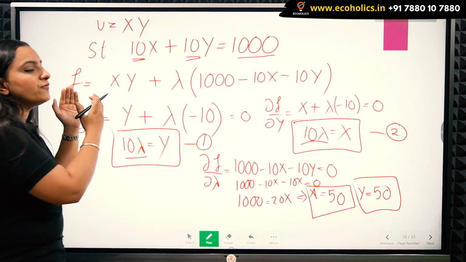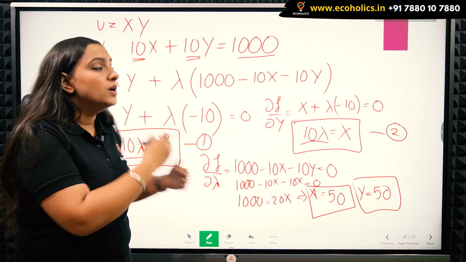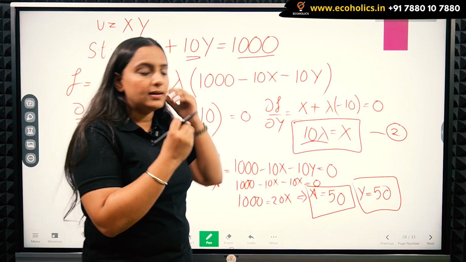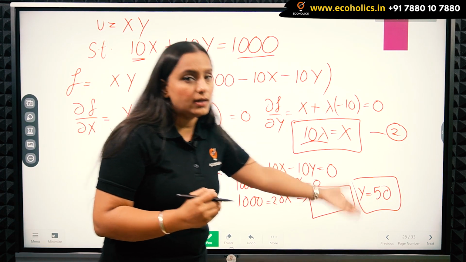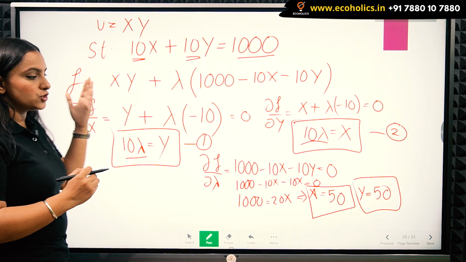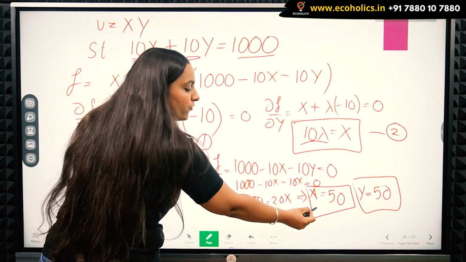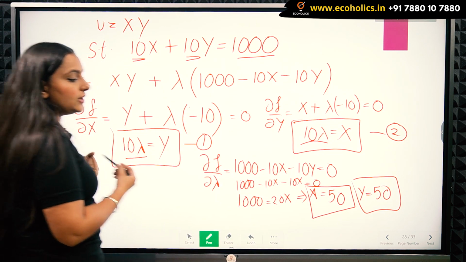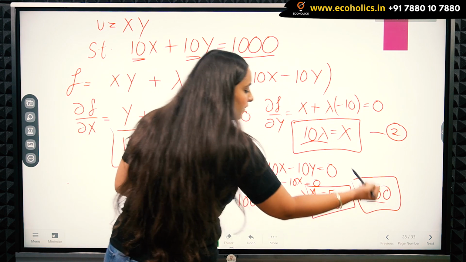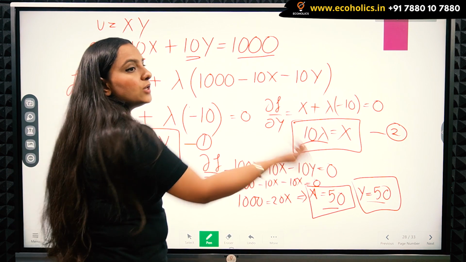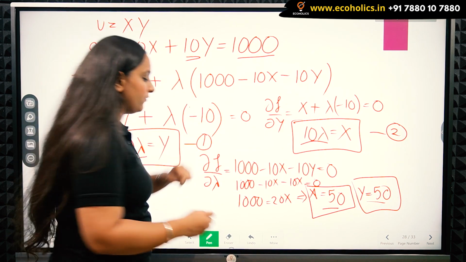So whenever we find the first derivative, we differentiate this function, and whatever values of x and y we get, these values are going to maximize my function. So for my utility function, the values of x and y which will maximize my utility are 50 and 50 of both. So what will be my maximum utility? I will put these values of x and y back into my utility function.